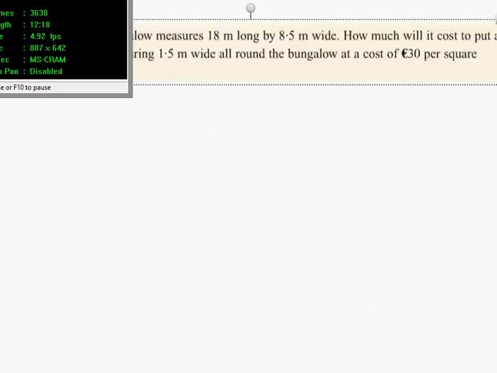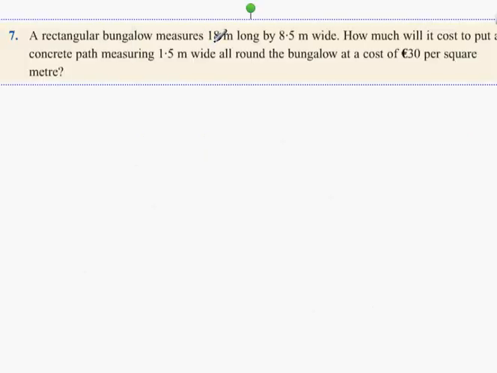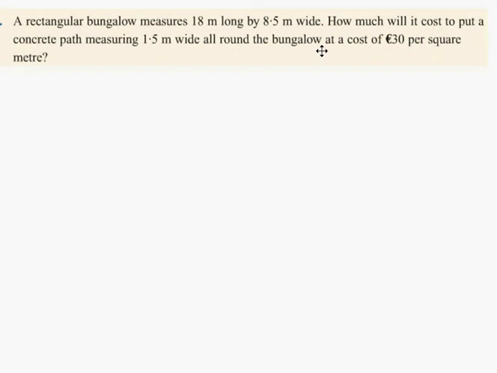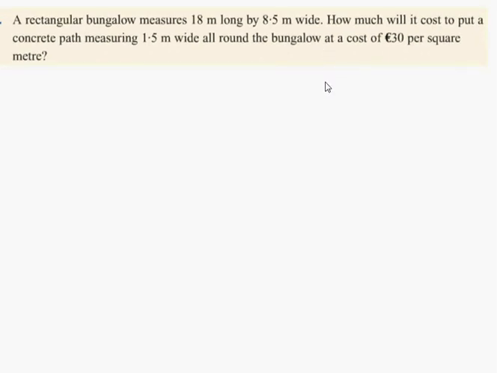Look at this one. A rectangular bungalow measures 18 metres long by 8.5 metres wide. How much will it cost to put a concrete path measuring 1.5 metres wide all around the bungalow at a cost of €30 per square metre? Okay, so here we go. How many rectangles do you think we're going to have for this diagram?